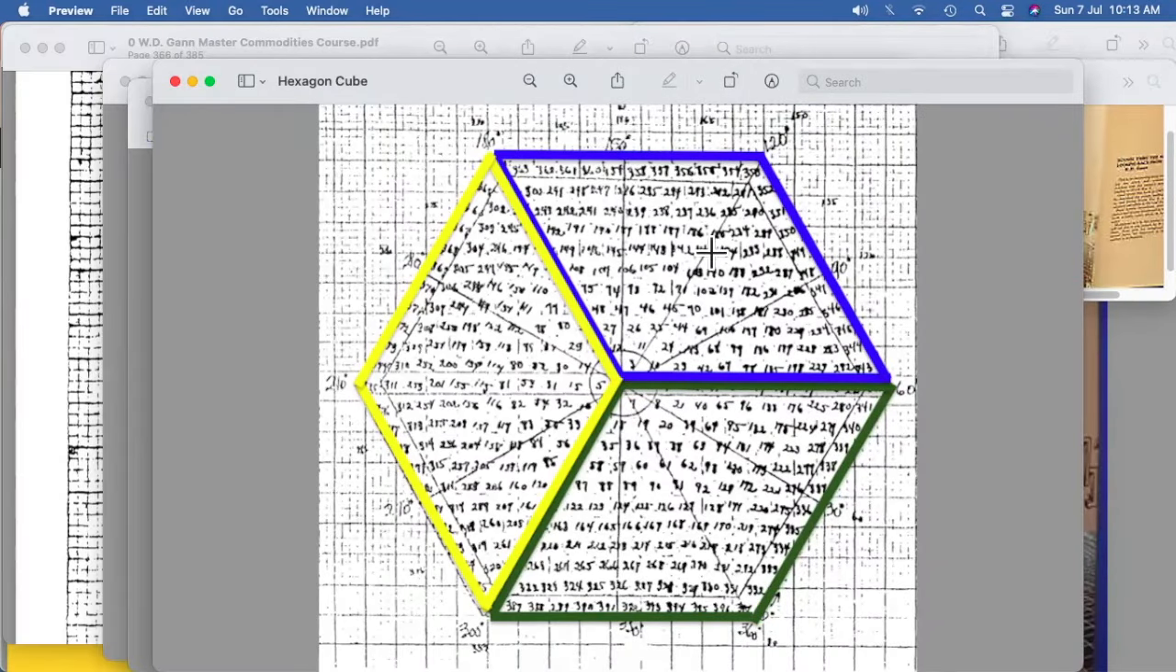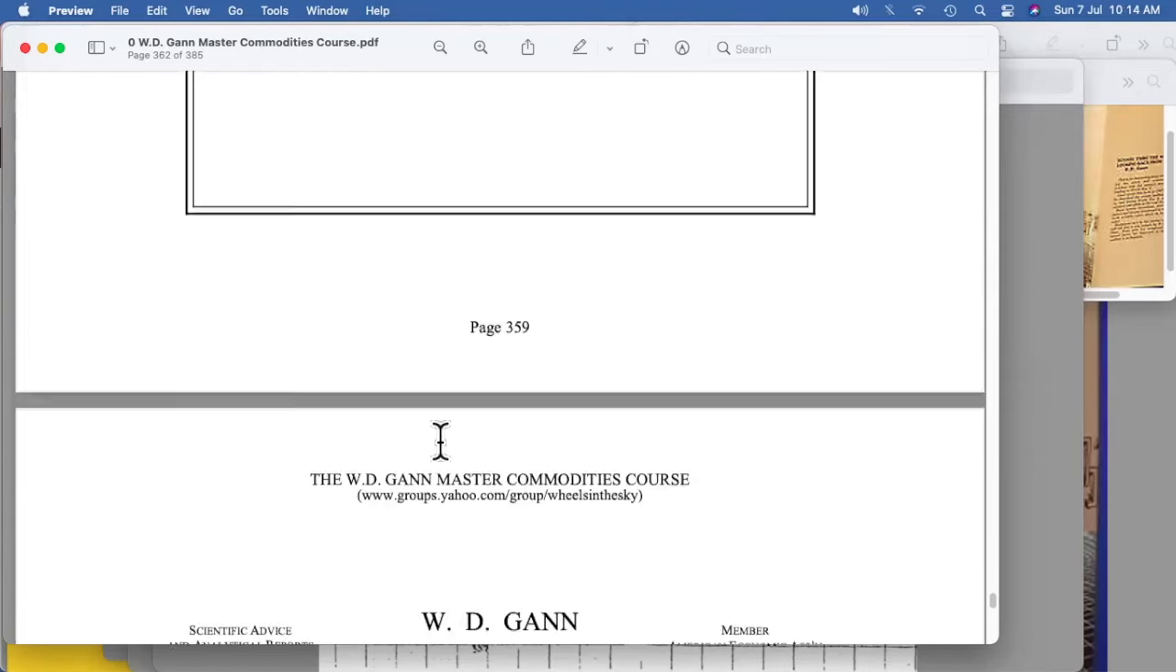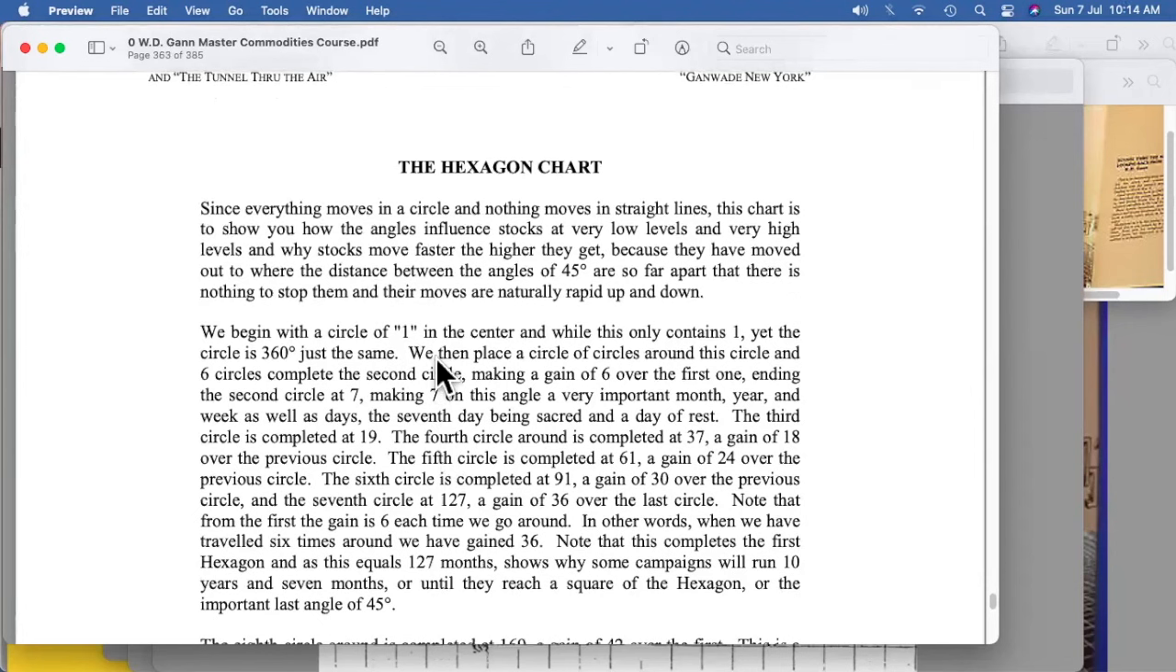This is where you would be able to see this as a cube, and where W. Gann has mentioned this hexagon as a cube. Let's look at those perspectives also. So as I told you, this is chapter 17b, the hexagon chart of Master Commodity Course. He especially mentioned something about that. You can just go through that quickly. So here he is talking about the first circle up to 6, then the second circle, the third circle, fourth circle, fifth circle, sixth circle, and these details have been given. You can go through the details.